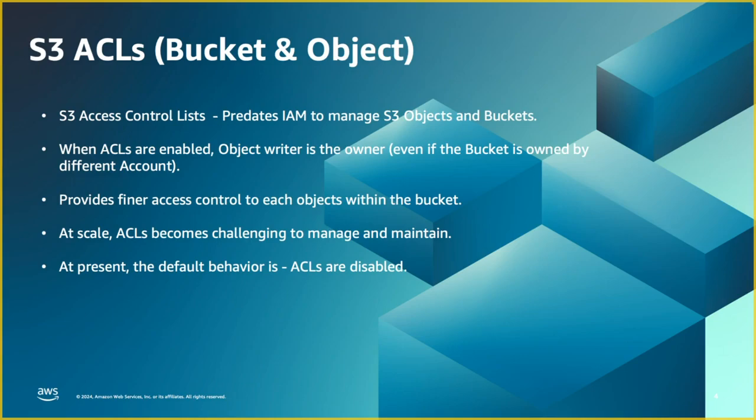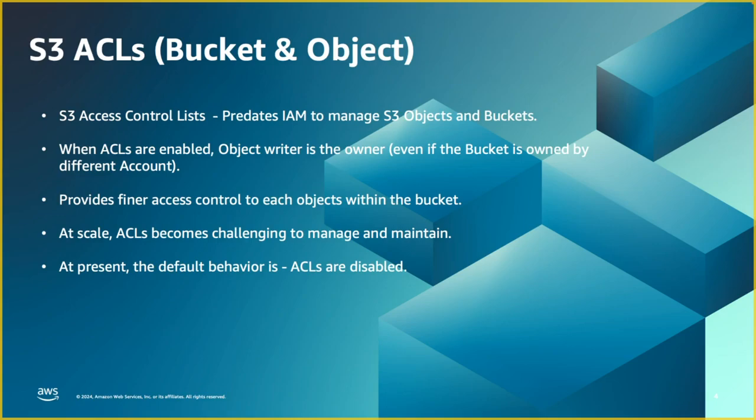There were several advantages back at the time, one of them being providing finer access control to each object within the bucket. For example, if a bucket holds 10 objects, each of them written by a different object writer, each can have a different set of permissions granted to different users or applications downstream who will be consuming the object. This works well in theory as well as in practice.